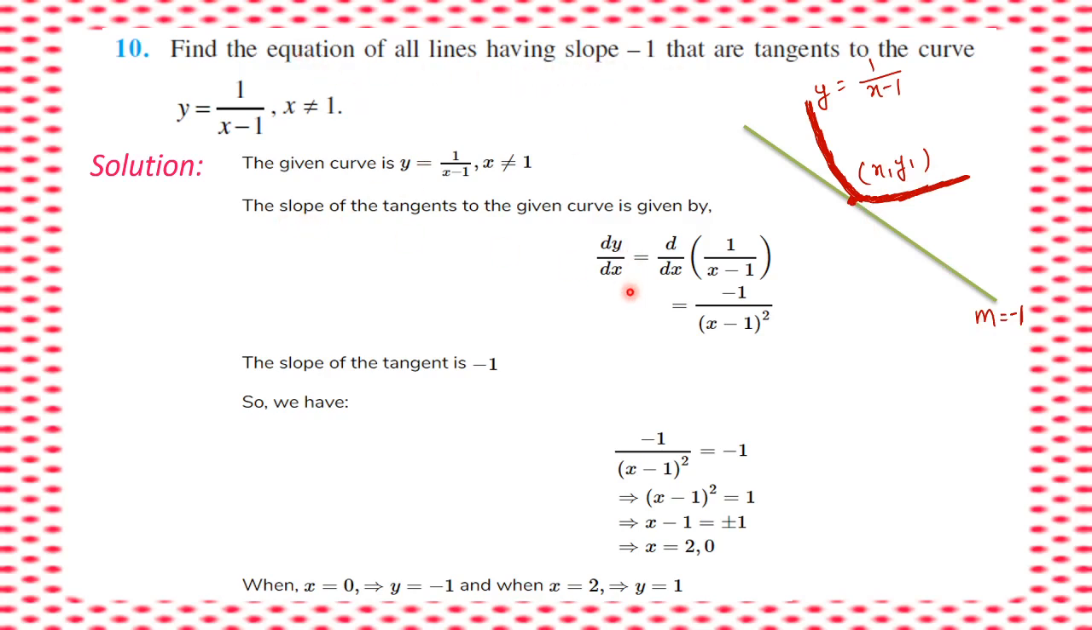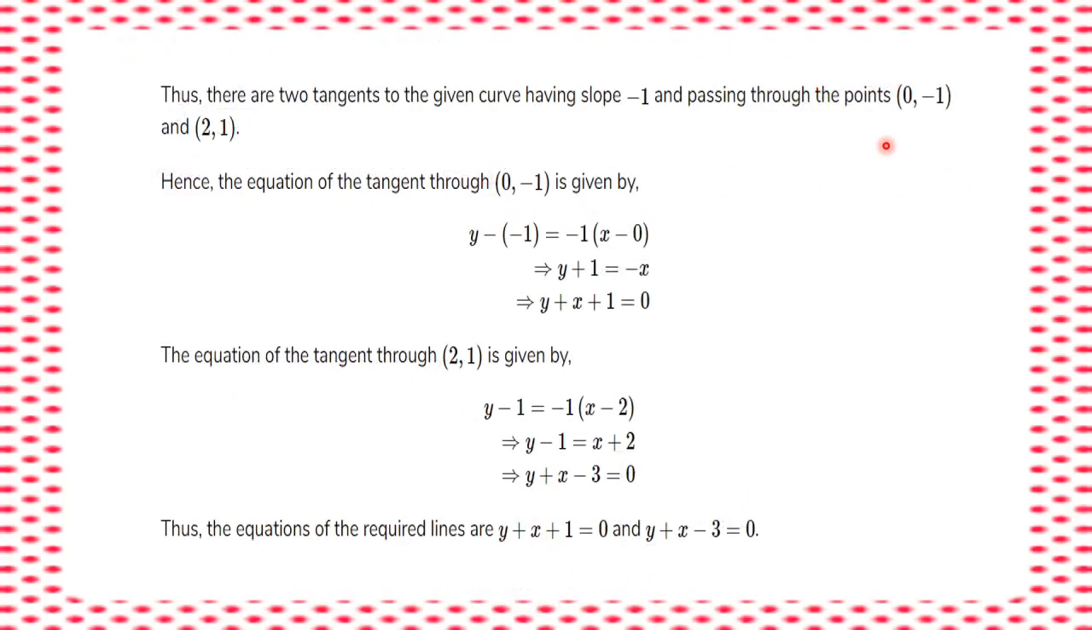So first of all, find the derivative dy by dx. Consider this thing as 1 upon x, so the derivative will be minus 1 upon x square. Slope is minus 1, equated with minus 1, and x we are getting as 2 and 0. When x is 0, y is minus 1, and when x is 2, y is 1. Now let's take these 2 points, 0, minus 1 and 2, 1. The equation of the tangent through this point 0, minus 1 is given by the same equation y minus y1 equal to m times x minus x1. Take the slope as minus 1 because it is given in the question.